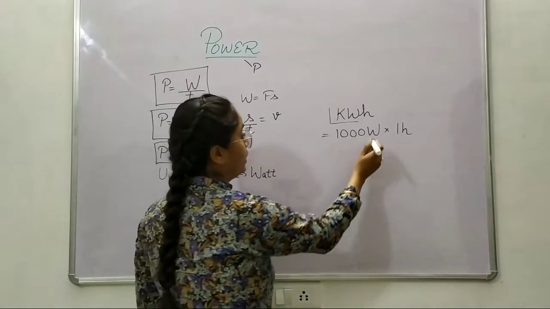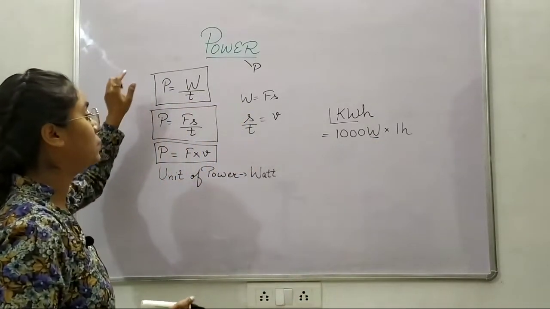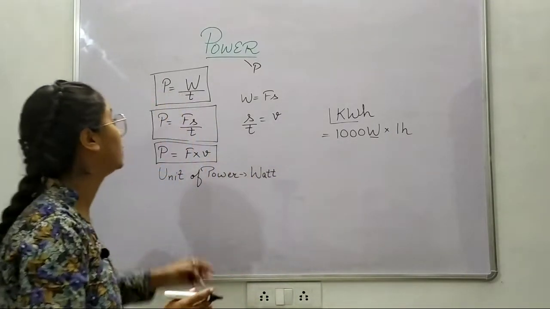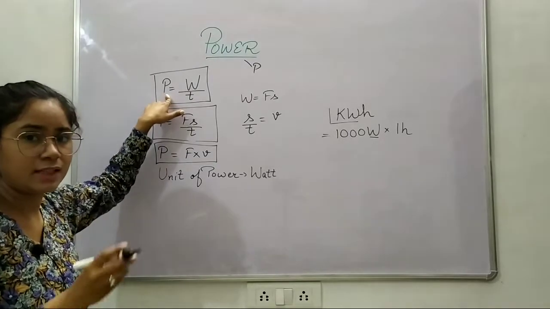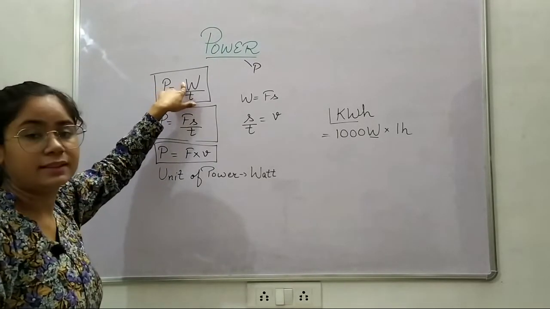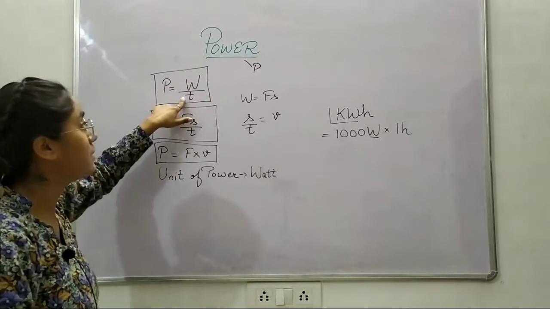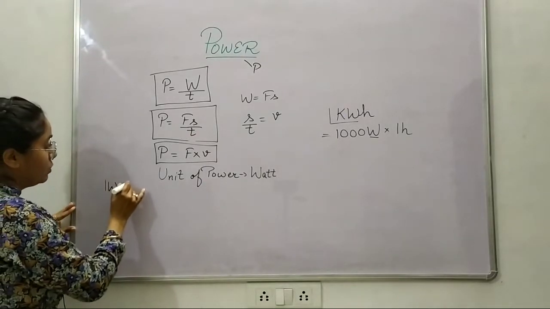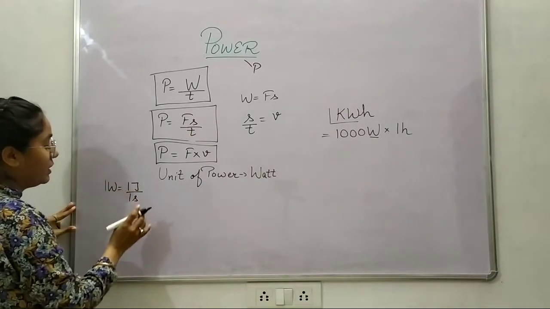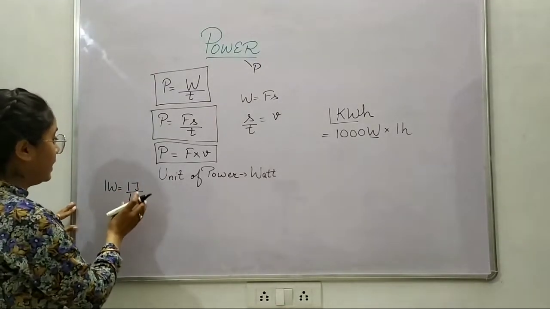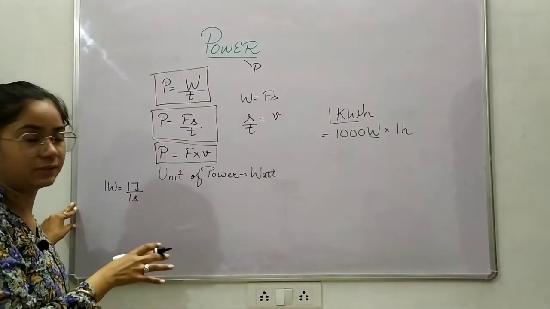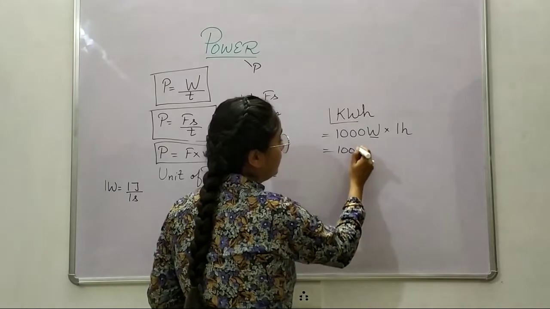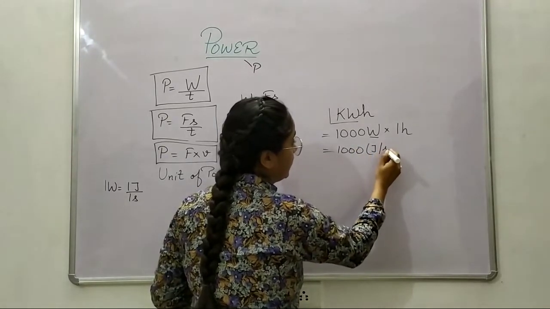Now if we want to calculate 1 watt in terms of seconds, how would we calculate it? Power is measured in watts, work done is measured in joules, and time is measured in seconds in SI. So I can say that 1 watt equals 1 joule over 1 second. That means when 1 joule of work is done in 1 second, we have 1 watt of power. So I'm going to take this value here. It will be 1000 into joule over second.